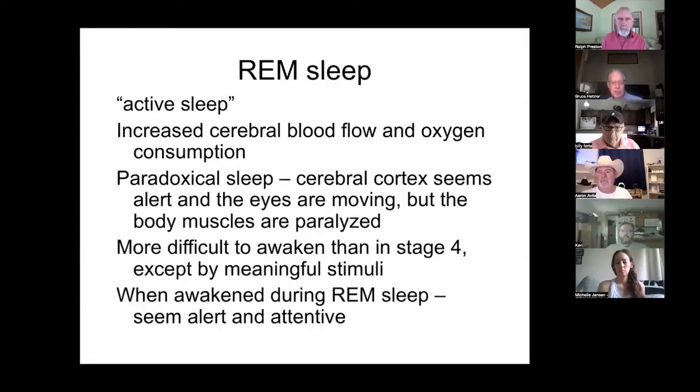In REM sleep, so-called active sleep, there's an increase in blood flow to the brain and an increase in oxygen consumption. This is called paradoxical sleep.